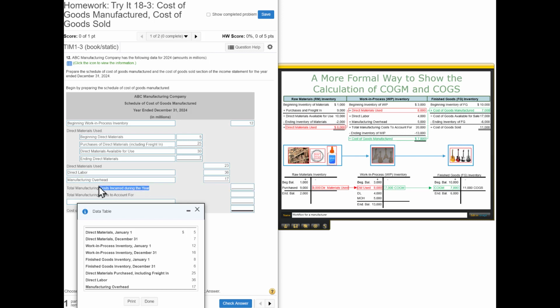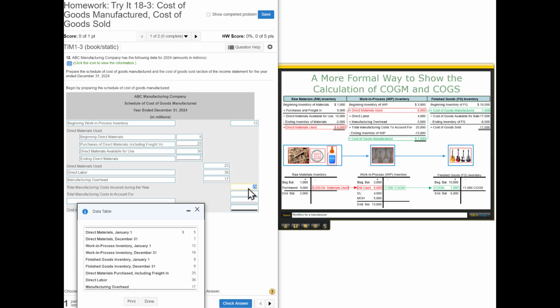I guess that's right here. We don't even need to choose a label. Well, this is easy. So we're going to add 23 plus 36 plus 17. So we've got $76 million of manufacturing costs incurred during the year.